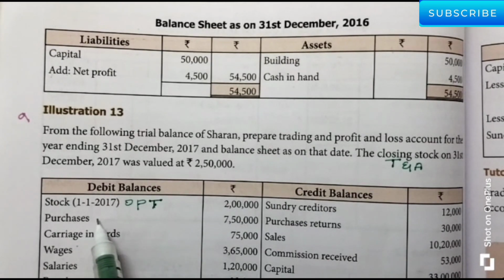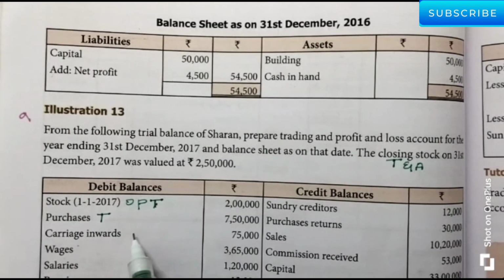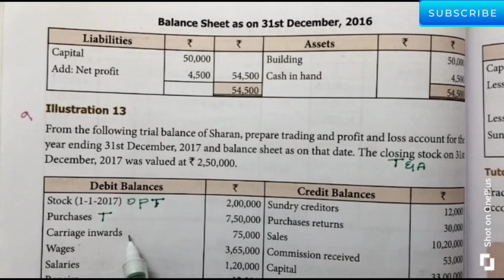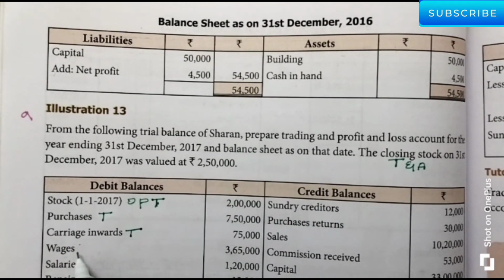Then purchases is the trading account. Carriage inwards is the direct expenses, all the expenses related to purchases of goods, it means direct expenses, it goes to debit side of the trading account. Wages is the expenses related to manufacturing goods, it goes to debit side of the trading account.